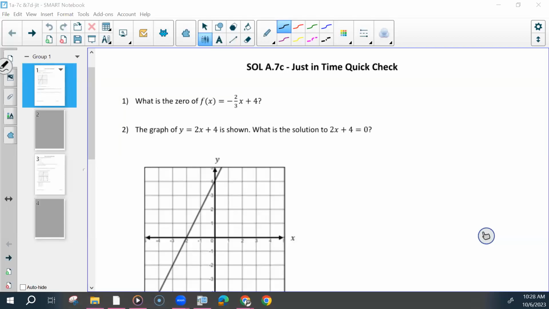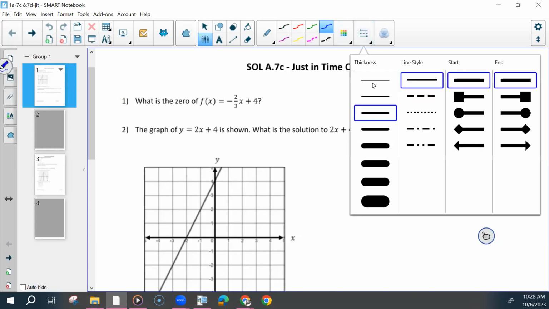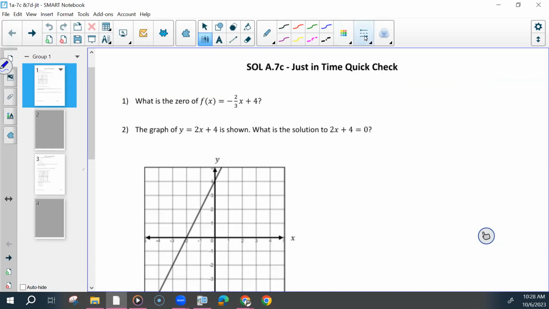Right, so by hand, if we're looking for the zero of this, we're looking for the x-intercept, the solution. So remember that this is the same thing as y. You can put 0 in for y, and then solve for x. So we would subtract 4 from both sides.